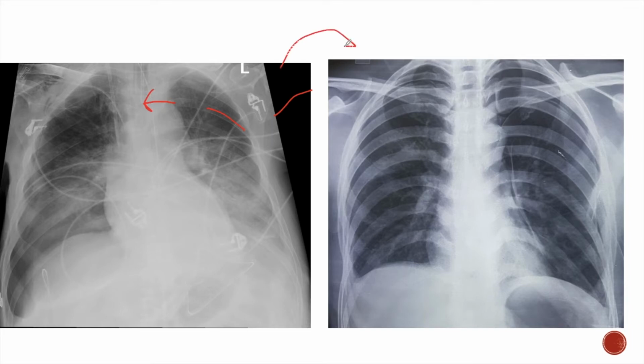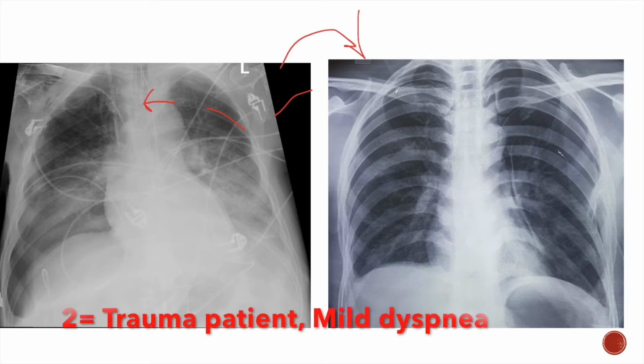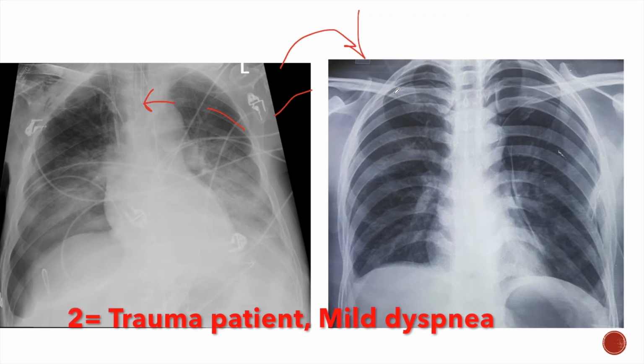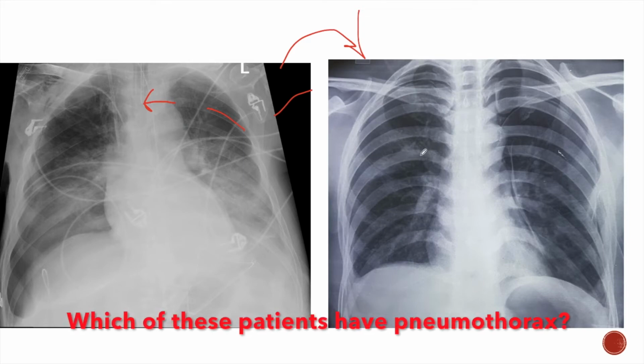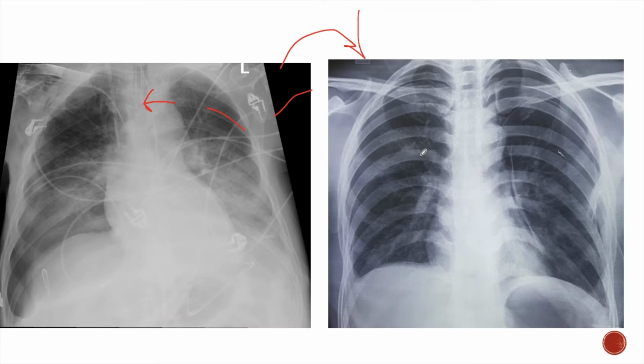Now look at the second X-ray. The patient presented with trauma to her chest and abdomen and has mild dyspnea, and you are shown this X-ray. Which of these patients have pneumothorax? If you have no idea or think neither of the patients have pneumothorax or only one of them does, then this video is for you.